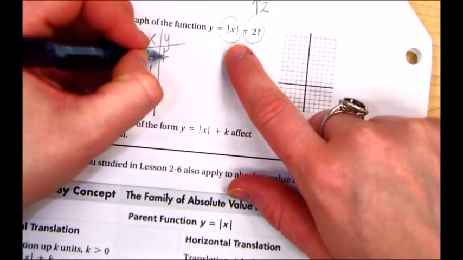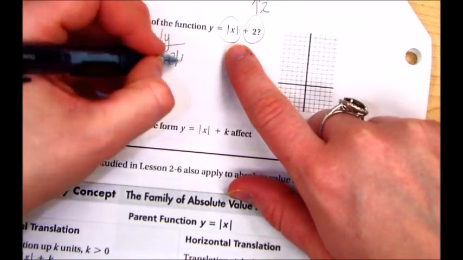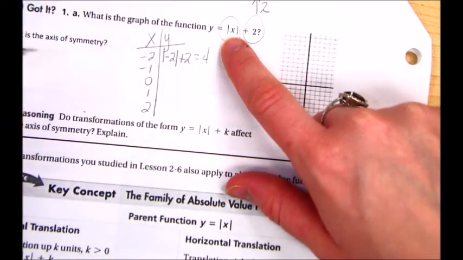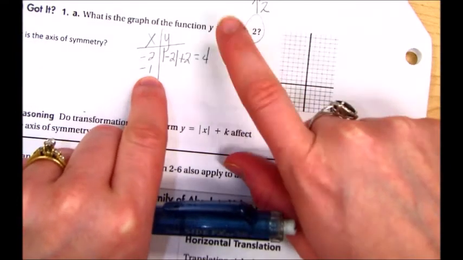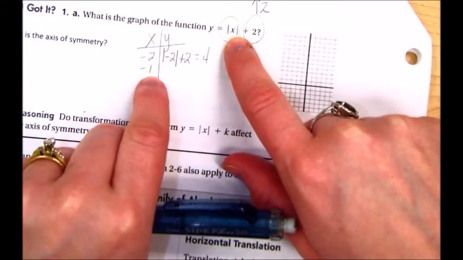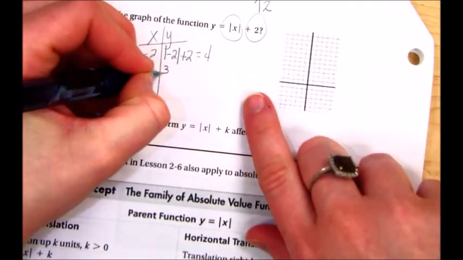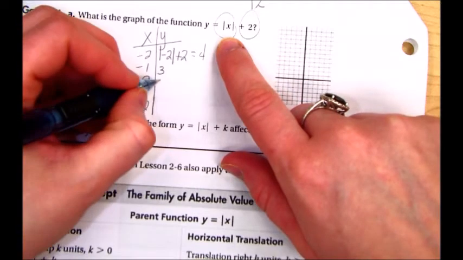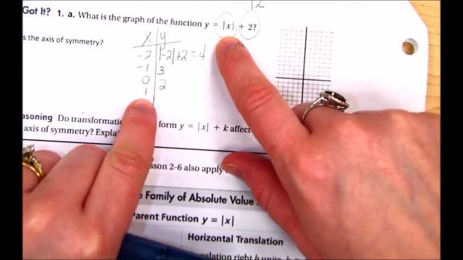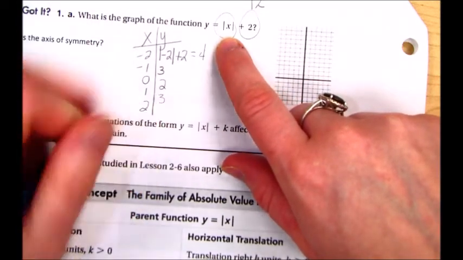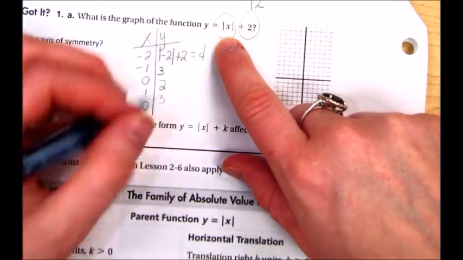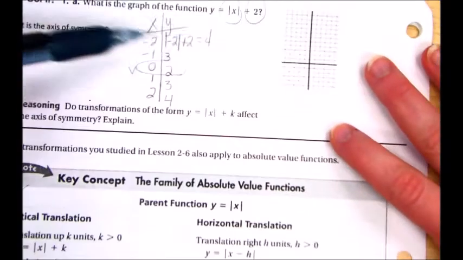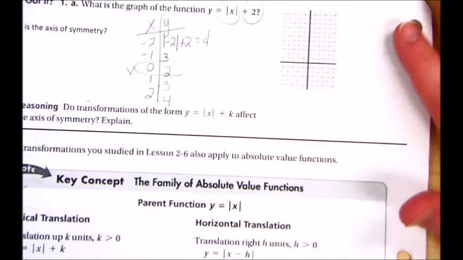So we'll do the absolute value of -2 is 2, plus 2 is 4. And we can keep that going, or maybe we can just do it in our heads. Ready? The absolute value of -1 is 1, plus 2 makes 3. The absolute value of 0 is 0, plus 2 is 2. The absolute value of 1 is 1, plus 2 is 3. The absolute value of 2 is 2, plus 2 is 4. Notice this is your vertex. It's where everything reflects around. Everything up top is the same as everything below.